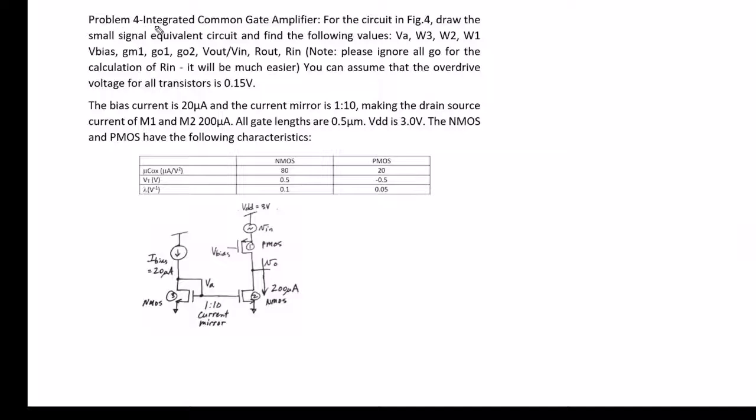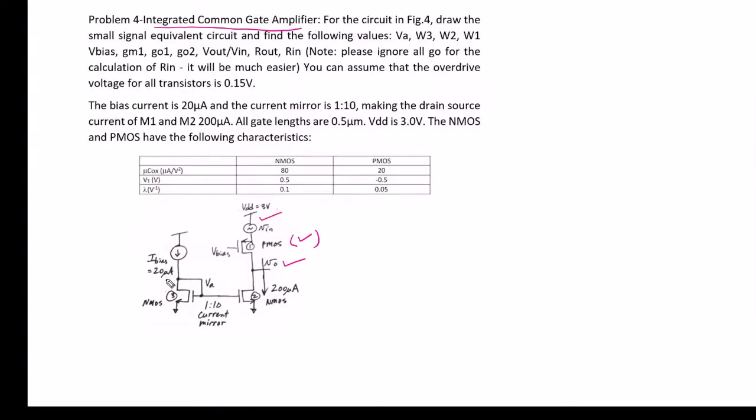In this question, we are given an integrated common gate amplifier with current mirror pair circuit. In a common gate amplifier, you have to apply your input to the source terminal of the transistor and take output from the drain terminal of the transistor. And for biasing of this PMOS transistor, we have used a current mirror pair circuit with a biasing current of 20 microampere.